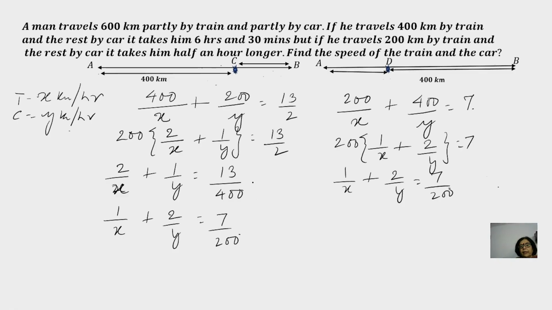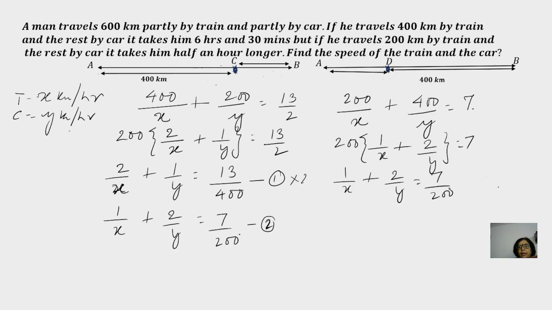Now if I want to solve it, we can use any of the methods for solution, but here we will be using the method of elimination. All right, so I'll be multiplying the first equation by 2 so that I equate the coefficients of y. I want to eliminate y. So I'll multiply the first equation by 2, and the second equation I'll keep as it is.